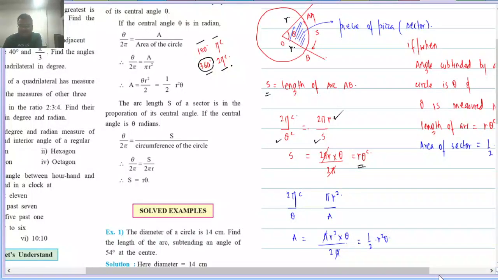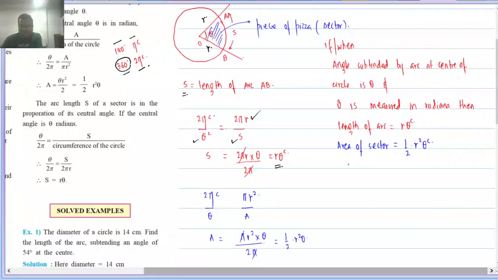So therefore we can say, when the angle subtended by the arc at the center of the circle is theta and theta is measured in radians, then the length of arc is r theta, denoted by s.